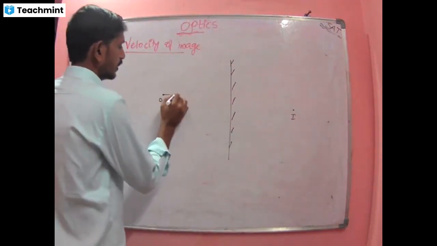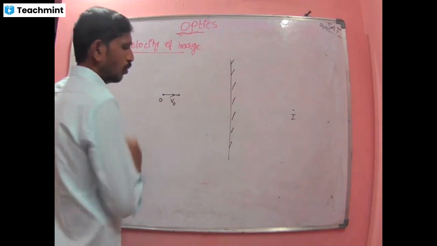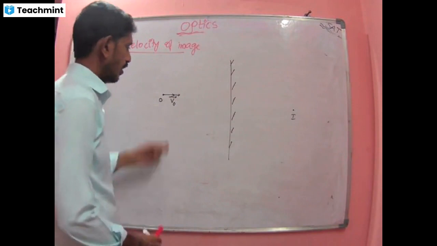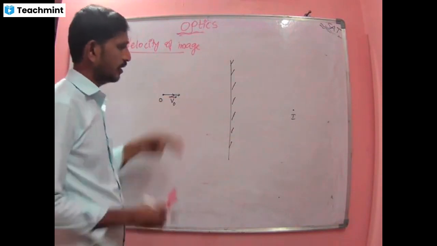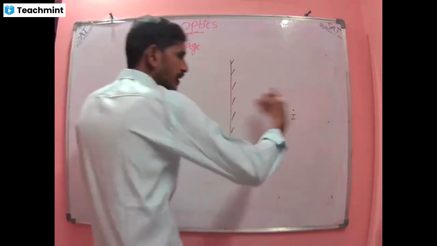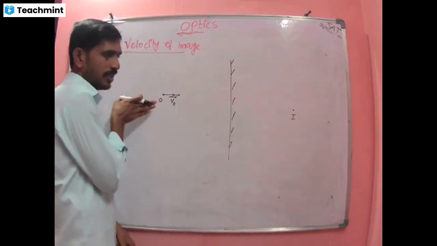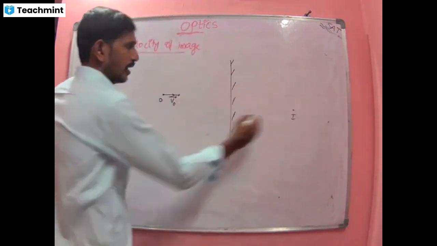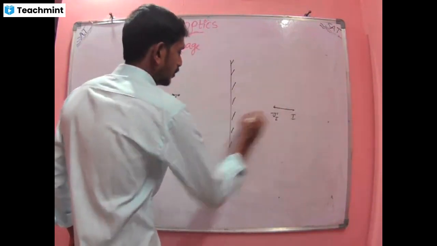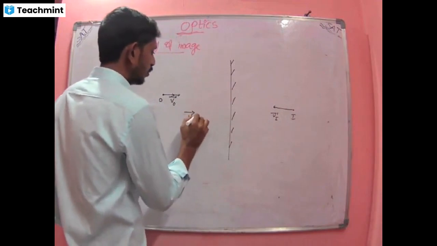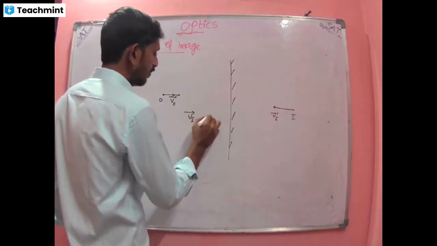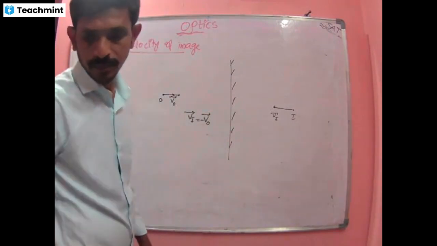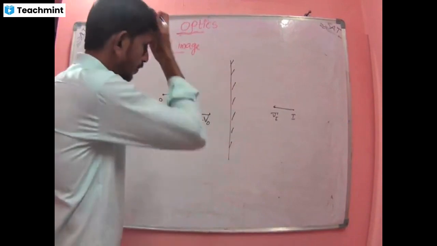When the object is moving in this direction with velocity VO, VO bar means the velocity of the object. What about the velocity of the image? Is the image also moving towards the mirror? Yes. The object is moving in the positive x direction, and the image is moving in the negative x direction. Therefore, the velocity of the image is equal to minus the velocity of the object.